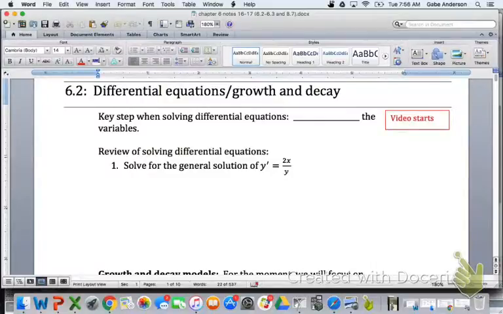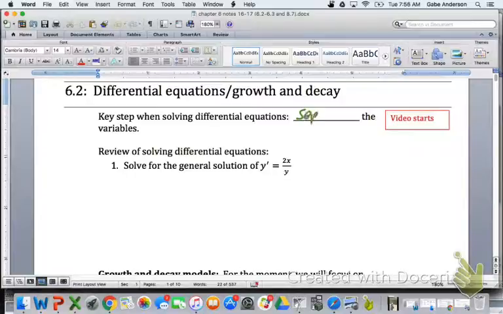This is our AP Calculus AB video for section 6.2. We're going to be looking at some differential equations that are involved with exponential growth and decay. So just as a review, we've talked about this several times, but the key step when trying to solve a differential equation, at least in this class, is going to be to separate the variables.